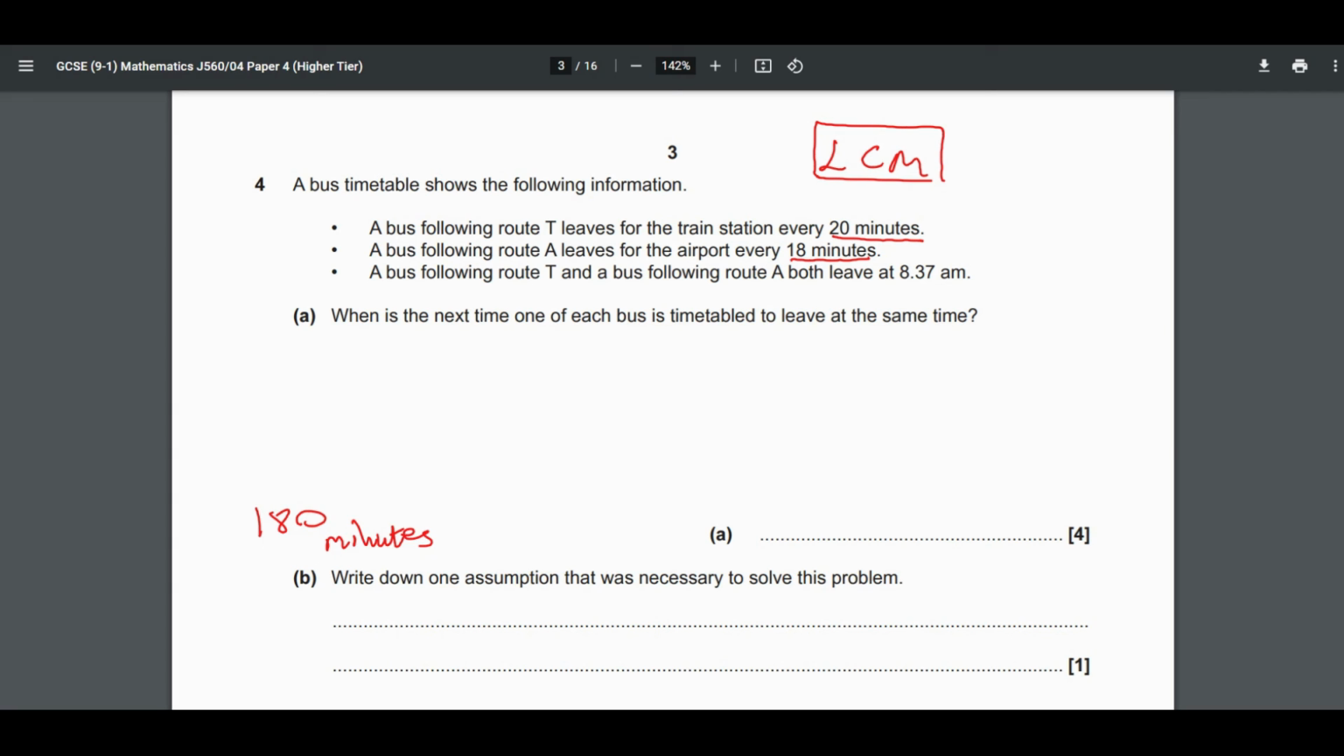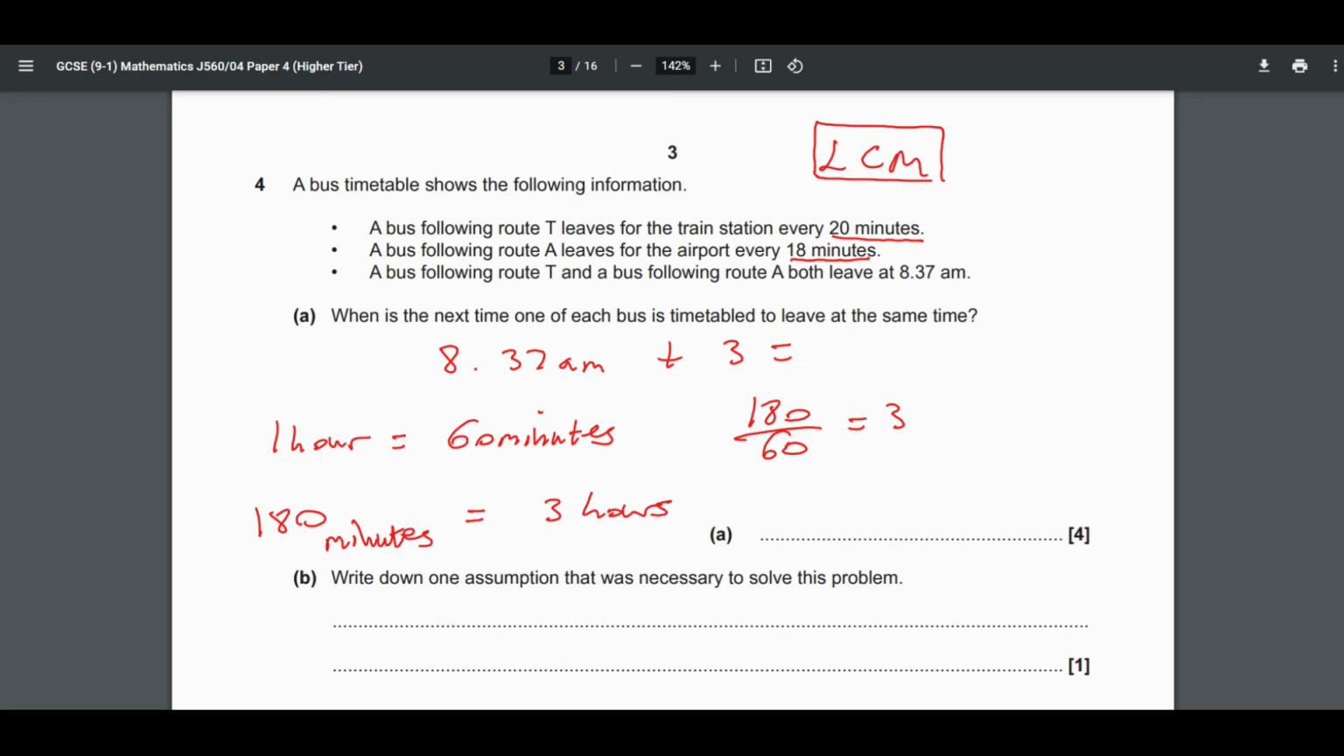Once you have 180 minutes, all you have to do is now add that onto 8:37 a.m. So 180 minutes is basically 3 hours. 1 hour equals 60 minutes. And 180 divided by 60 is 3. So that's 3 hours. Okay, so if you add that onto 8:37, you get 11:37 a.m. And that should be the answer.